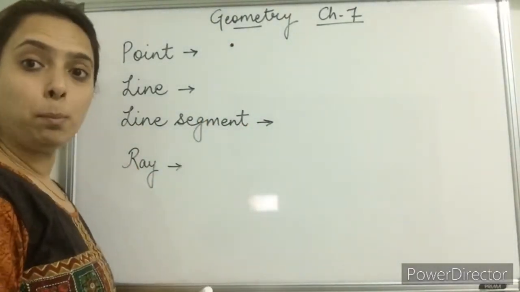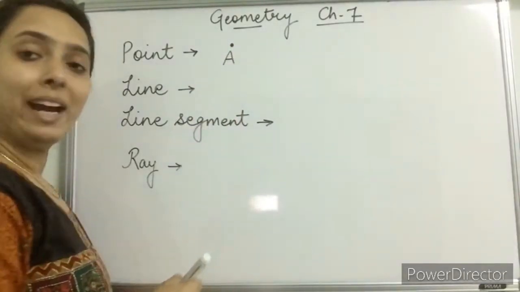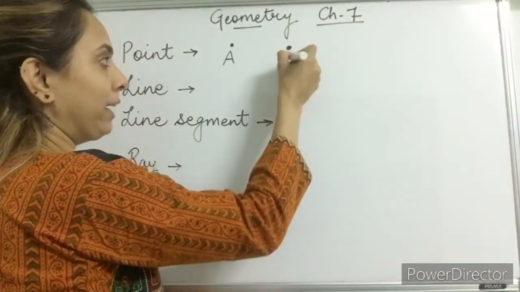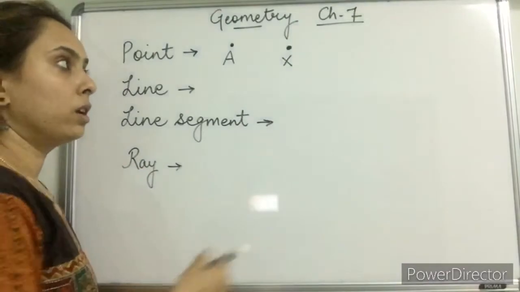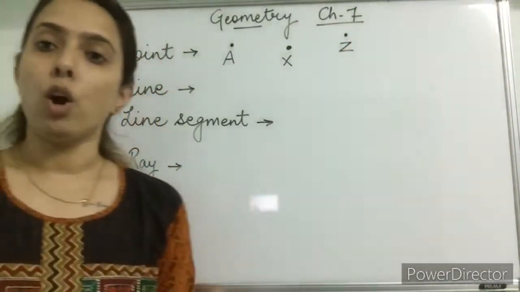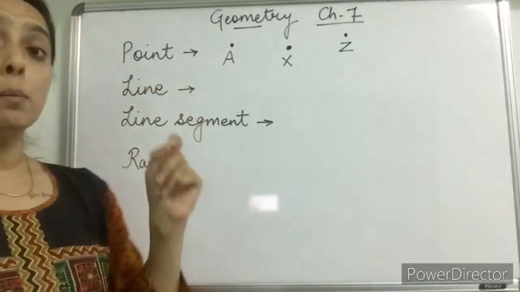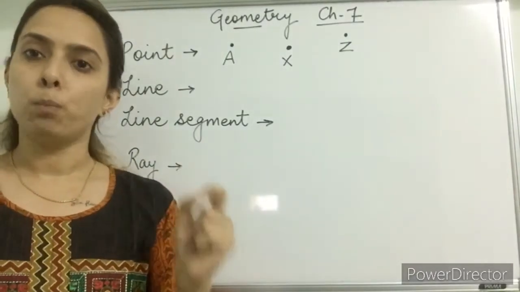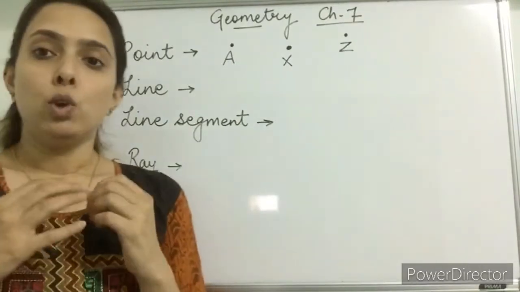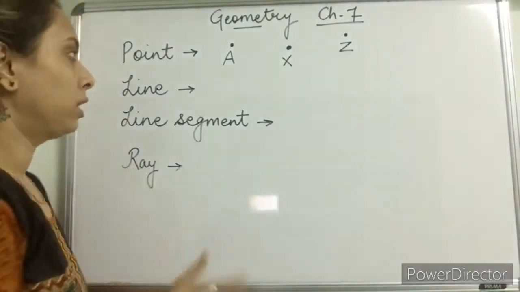A dot represents a point, and we can name this point as A or any other alphabet. I can denote this point as X also. I can denote this point as Z also. They are always named by a capital letter. First basic fundamental concept is point. Next is line. Line is the second important concept.